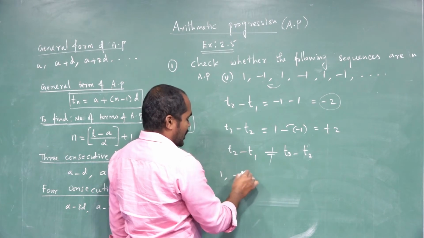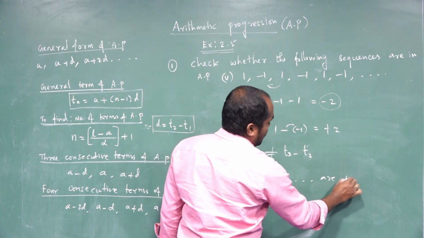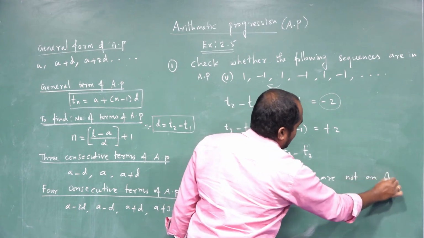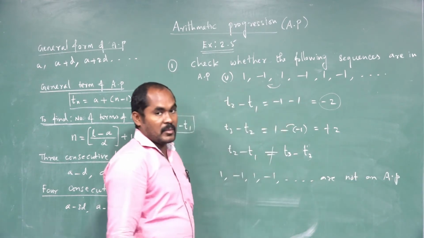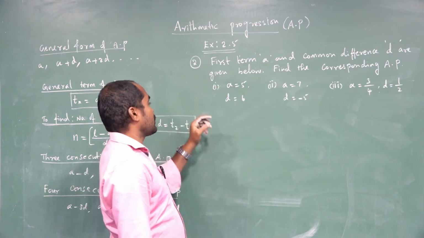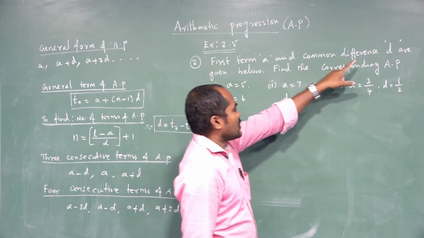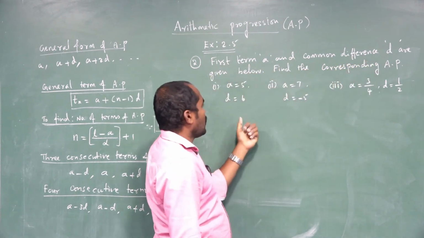Hence 1, minus 1, 1, minus 1, etc. are not an AP. Next, exercise 2.5. The first term A and common difference D are given below.